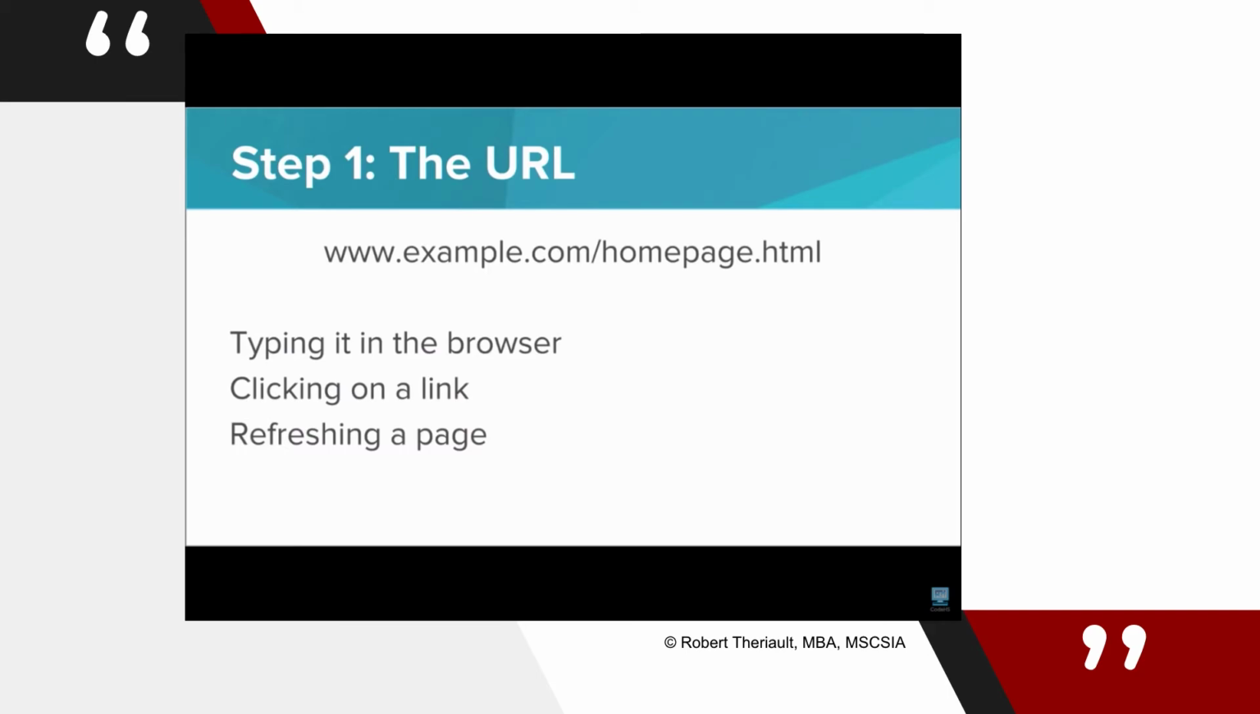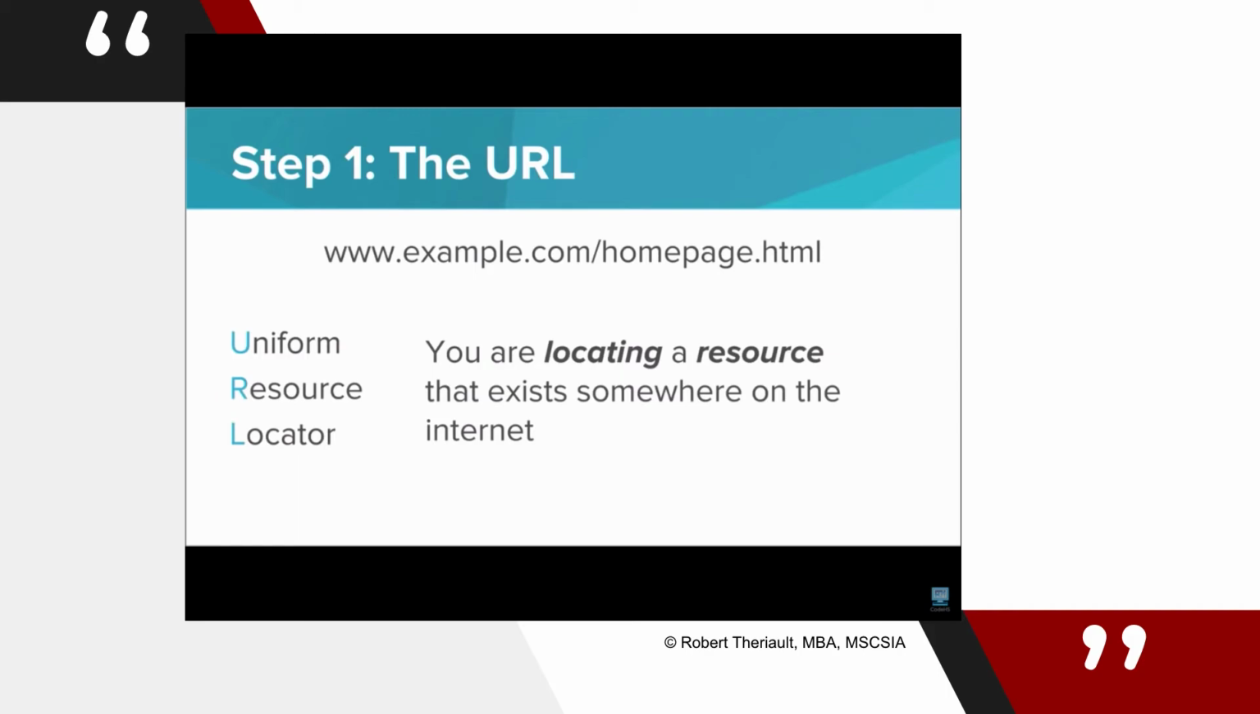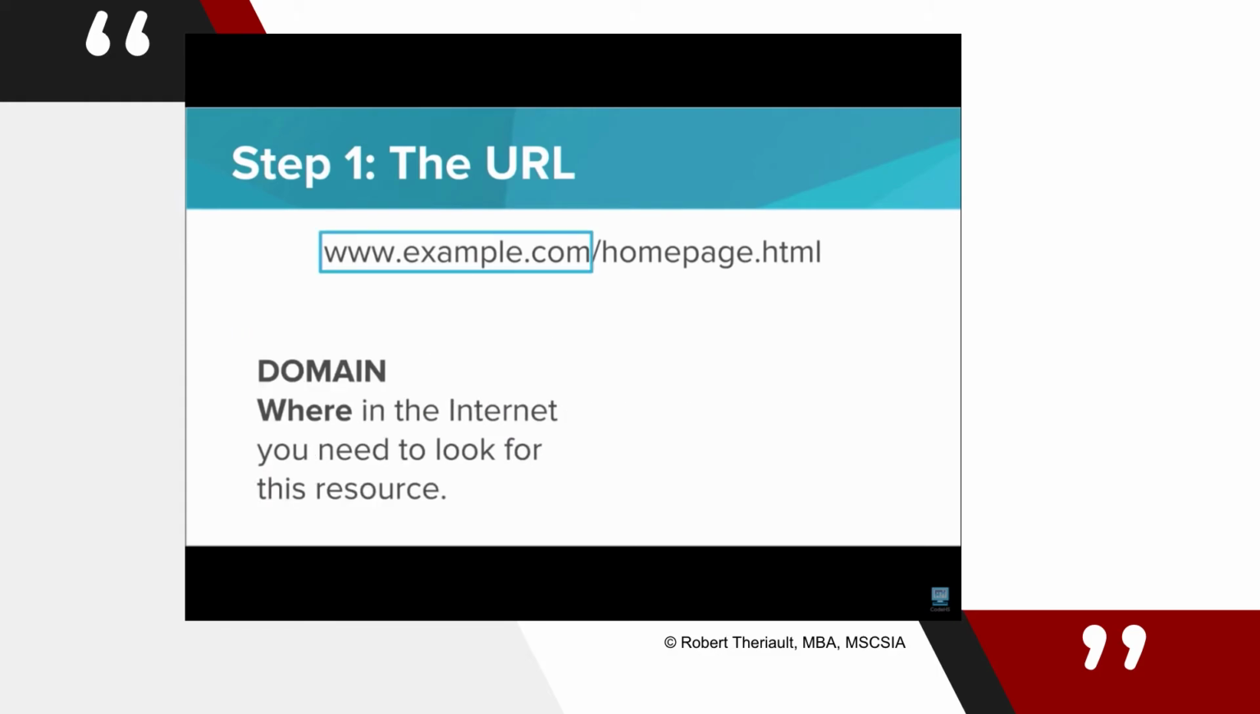So this is an example URL. URL stands for Uniform Resource Locator. The idea here is you are locating a resource that exists somewhere on the internet. The URL specifies exactly what resource you want and where it is located. There are two parts to the URL. The first part is the domain. This is where in the internet you need to look for the resource. So the URL specifies that this resource is located at www.example.com. This is where in the internet we need to go to look.